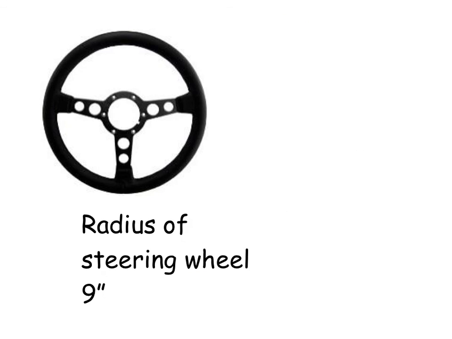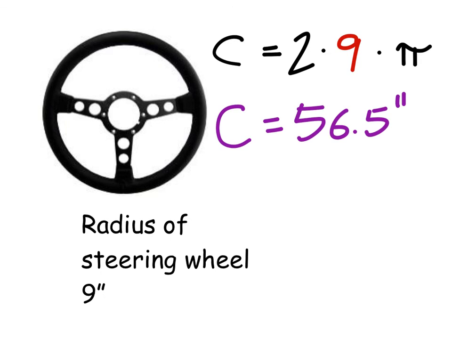All right, to find the circumference of the steering wheel, we're going to take 2 times the radius times pi. We already know the radius is 9 inches, so I can plug this directly into my calculator. 56.5 inches. Bam.